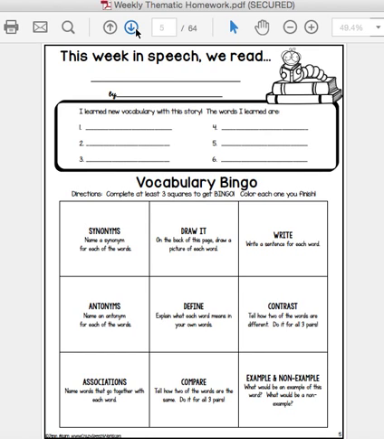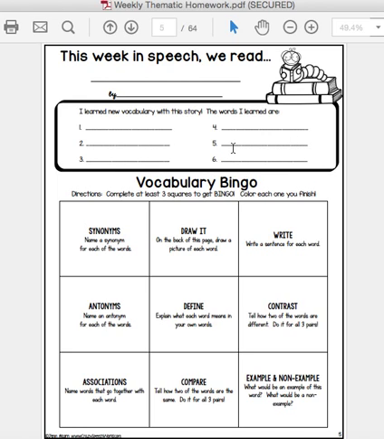I've included 4 generic pages for homework that are related to stories that we're doing in speech. So I always try to do a book with my themes, and this is kind of getting at that. So these aren't thematic pages, but they can go with whatever you're doing. So you would just write in the name and the author of the story, and then on this one, we're looking at vocabulary, so you could write in some vocabulary words.